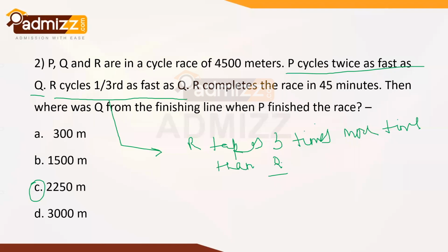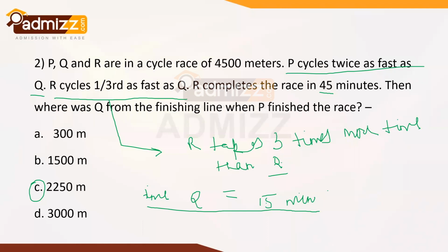And we know that R completes the race in 45 minutes, so we can safely say that Q completes it in 1/3 of 45, which is 15 minutes. Because R takes 3 times more time than Q, it must mean that Q takes 3 times less time than R. Hopefully this concept is pretty clear to everyone. So time Q equals 15 minutes.